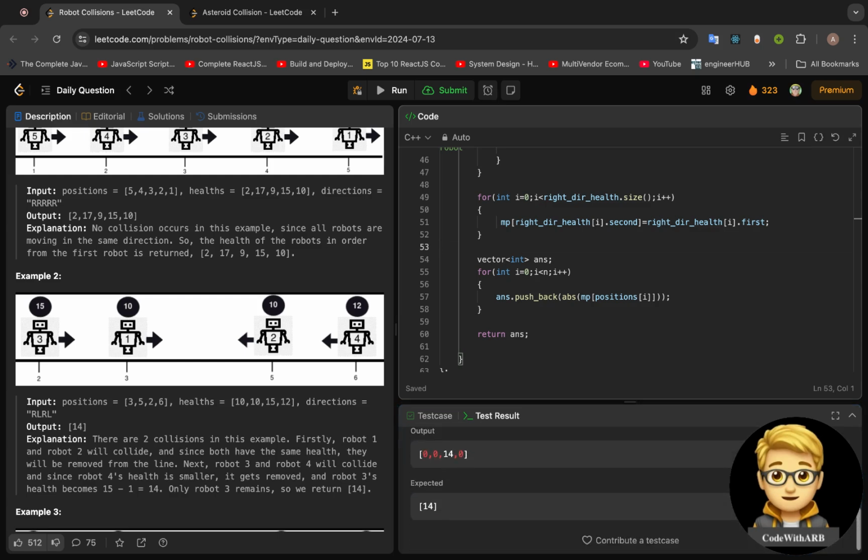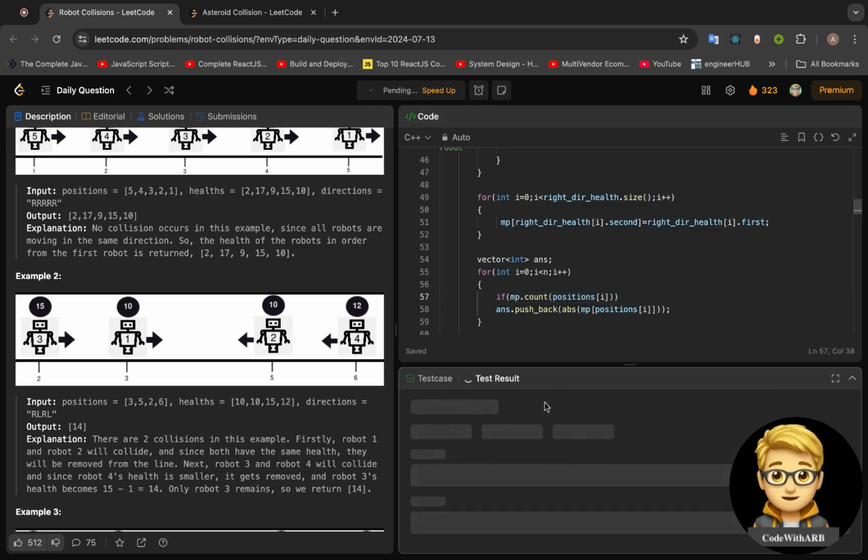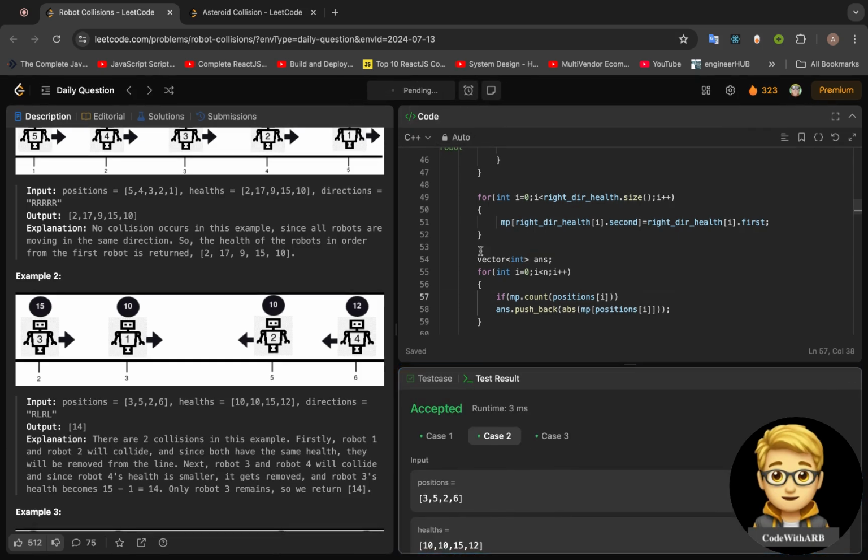Now I think this just needs to be changed. Okay, again something is wrong. Oh, okay. Before inserting in the answer, I need to check whether I have answers or not. So before inserting, I will check whether I have positions left. If mp.count of this position in my answer is available, then I will insert this health. Otherwise I will not insert it in my answer, because if it is 0, it should not be there. So I will check whether we have positions left or not, and now this will definitely be fine. Okay, yeah, we have just submitted.